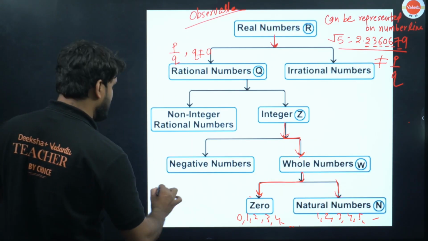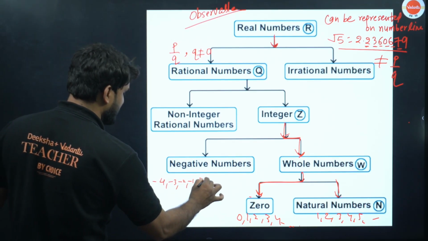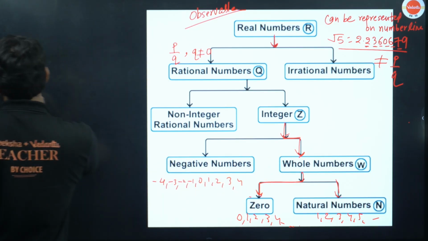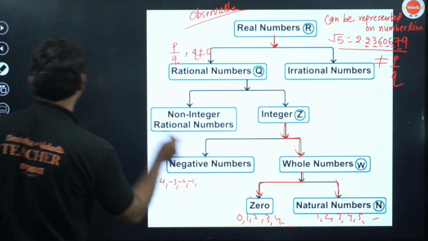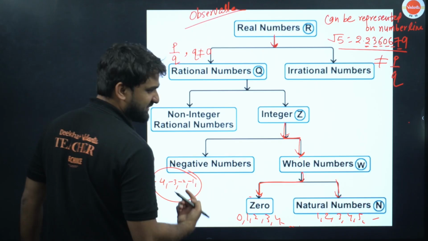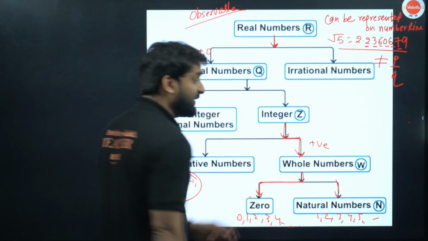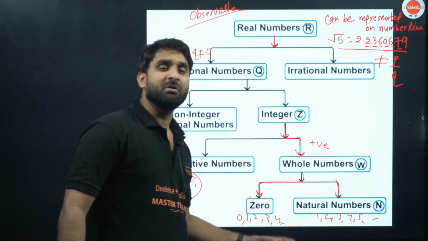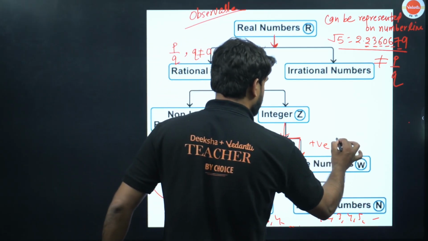Negative numbers means what? -4, -3, -2, -1, 0, 1, 2, 3. These are negative numbers. Okay, so please erase this positive because we are talking about negative numbers, so 0 will not come. So these are the negative integers. And here, this is the positive integers. So in positive integers, whole number will come up, and whole number means the combination of all natural numbers including 0, right? So this is positive integers.